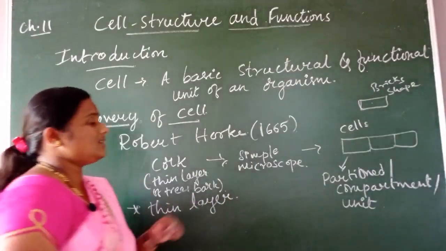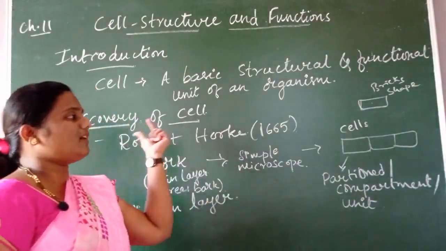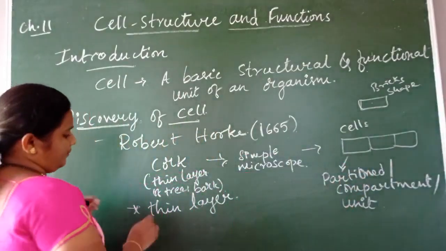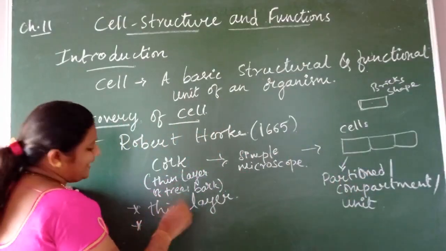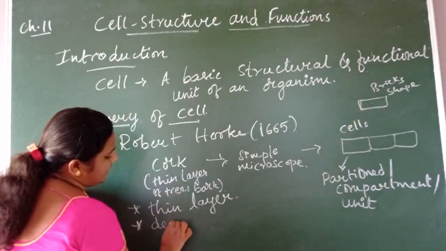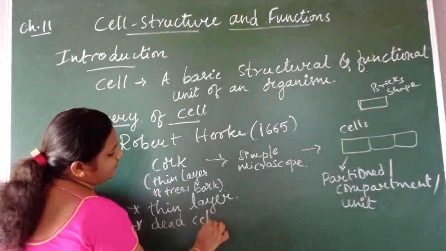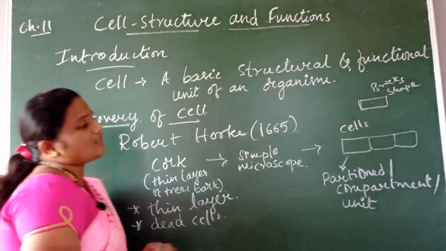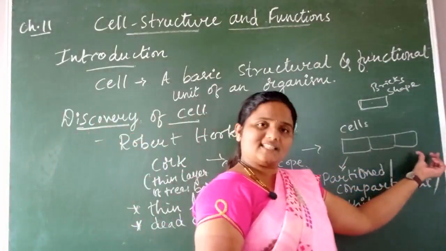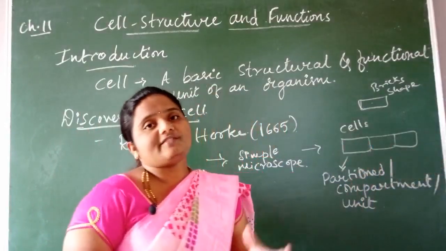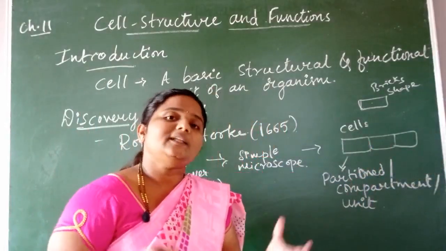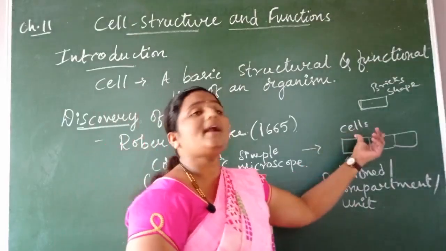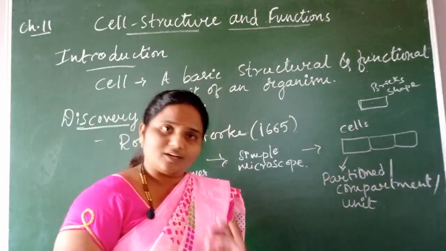And the cell used for the experiment at that time was a dead cell, children. It is not a living one. He had taken a dead cell for the experiment, isn't it? So he observed the partitioned cells, and they were separated by a thin membrane, and he coined the term what? Cell. Got it, children?